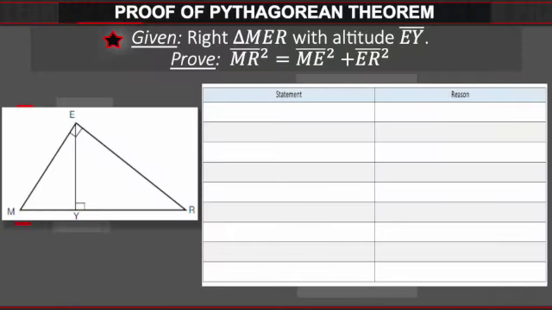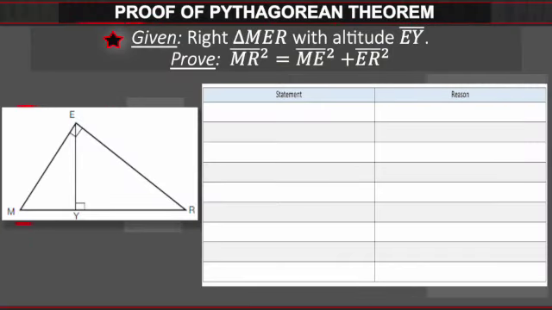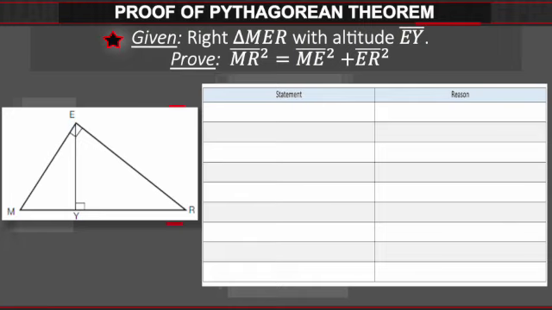Let's try to prove the Pythagorean Theorem. This is the proof of the Pythagorean Theorem. Again, we already know what the Pythagorean Theorem is, which is c squared equals a squared plus b squared. But in this case, we will use a figure, and we will use letters in naming each segment. So, given the right triangle MER with altitude line segment EY, we need to prove the square of line segment MR equals the square of line segment ME plus the square of line segment ER.